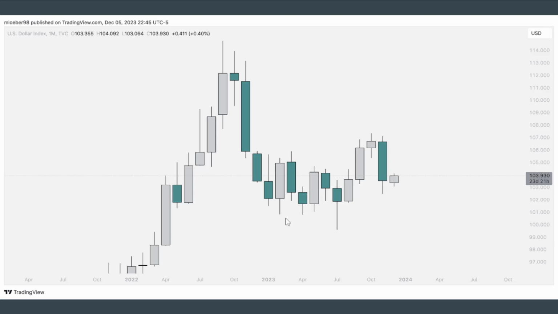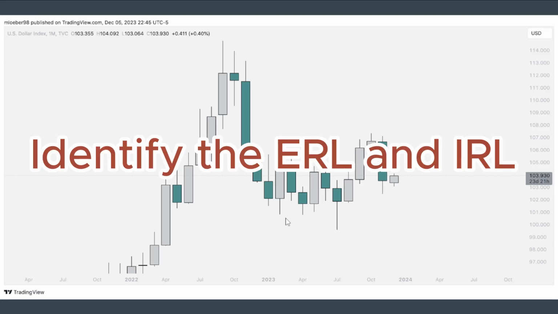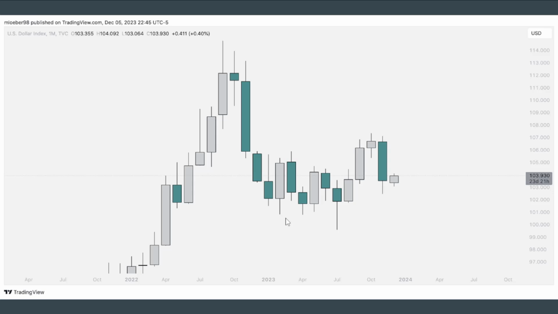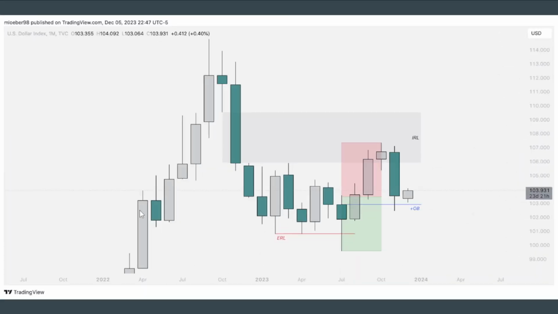But before I move into the next slide, I want you to look at this chart, identify where the internal range liquidity was, where the external range was, where we're sitting at now, and where the potential draw could be next. So moving on to the next slide with the annotations, as you can see, price ran these relative equal lows, which is our external range liquidity, and after we ran external range, we pushed up into this monthly bearish fair value gap, our internal range liquidity, which also ran these highs.